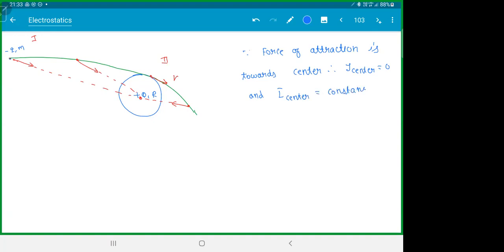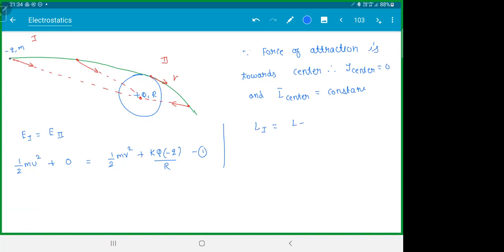So state 1, state 2. Energy in state 1 is equal to energy in state 2. State 1: kinetic energy, half m u square. Potential energy, 0 because you're very far. State 2: kinetic energy, half m v square. Potential energy, K Q1 Q2 by R. This is equation 1.